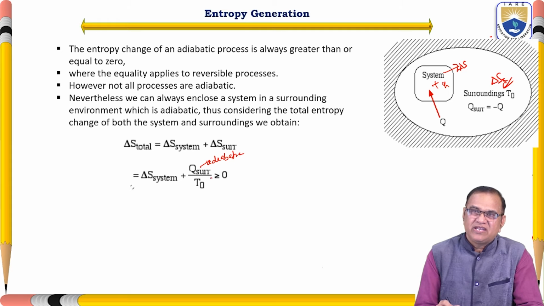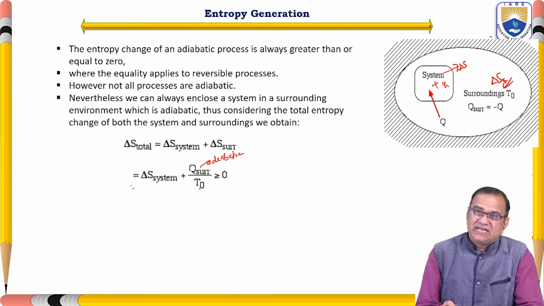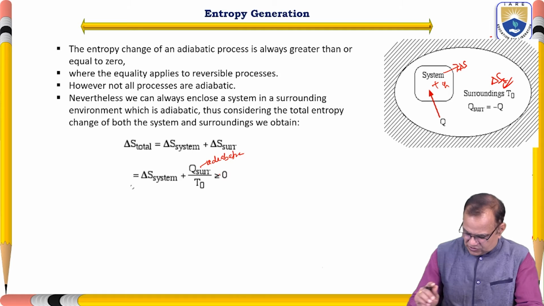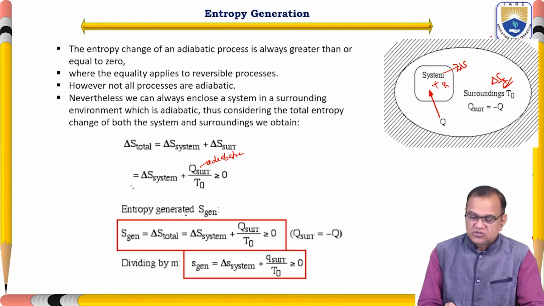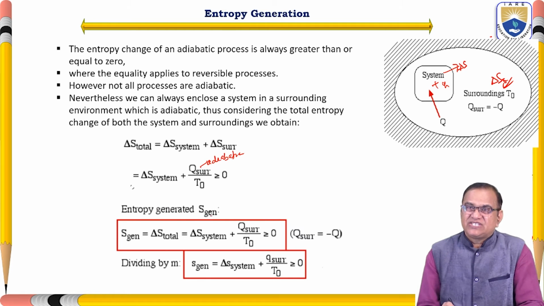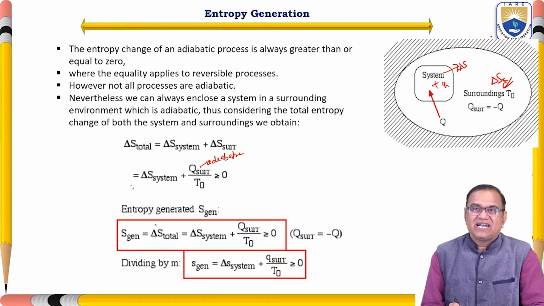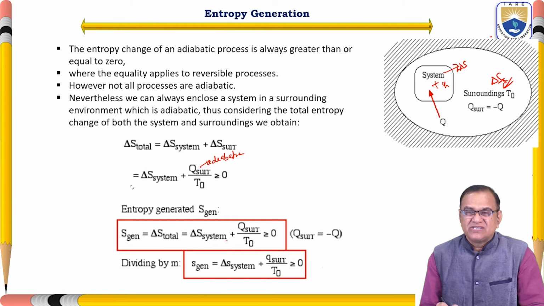All the surroundings are adiabatic. So delta S system plus Q surrounding by T naught is greater than or equal to 0. So entropy generated, S gen, is equal to delta S total. S total is equal to delta S system plus Q surrounding by T naught, greater than or equal to 0. Here Q surrounding is minus Q.